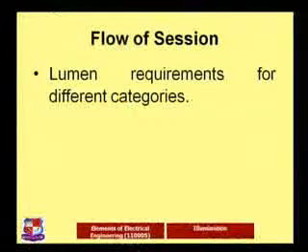I hope in the previous session you all went through the types of lamps, fixtures and reflectors. Let's go with the different types of illumination schemes that are used for domestic premises, industrial ones and commercial ones. Then we'll go to the lumen requirement for the different categories.